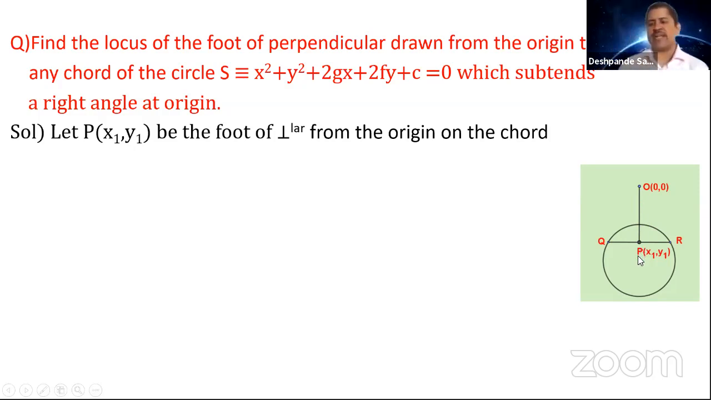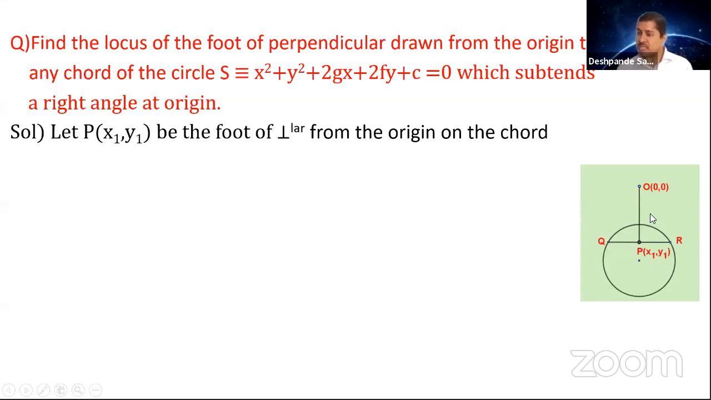So what is the meaning of it? See, this is a chord QR. Instead of this, if you have got a chord like this, your point P will be here. If you have got a chord like this, your point will be here. If you got a chord like this, your point will be there. So this point is not fixed.